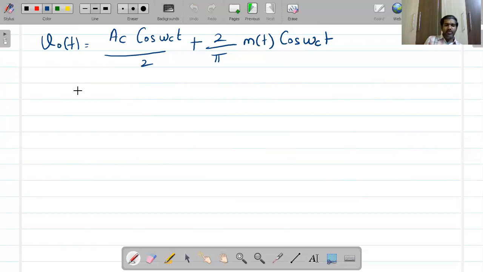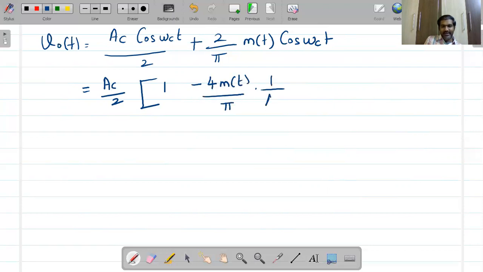Okay. So now if I take AC by 2 common, I will have what? 1 minus 4 m of t by pi into 1 divided by AC into cos omega ct. So I'm just taking AC, this first term as a common term. So AC by 2 cos omega ct. So if I take 1 minus 4 m of t by pi, 1 divided by AC. So this is a simple simplification.